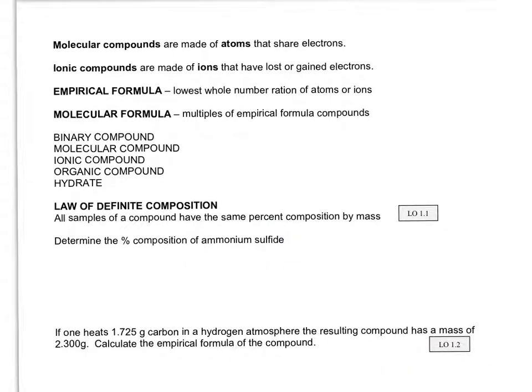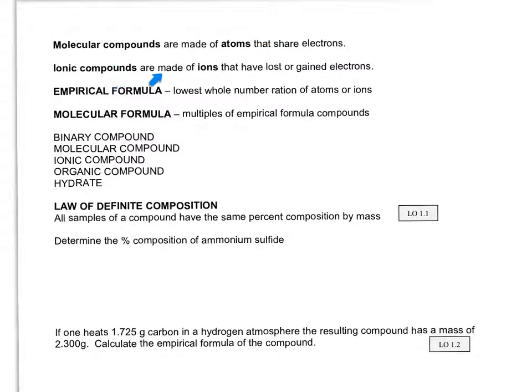All right, some more definitions or words that you need to be familiar with. So molecular compounds, those are covalently bonded compounds. They are made up of atoms that share their electrons together. Covalent, co means together, valent means valence electrons, so they're being shared.